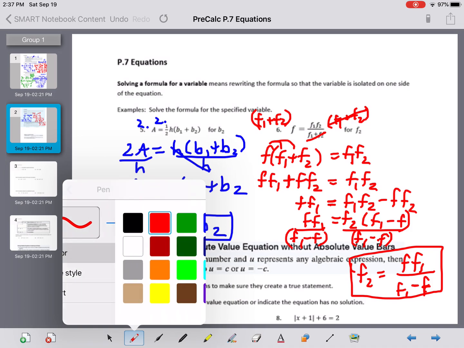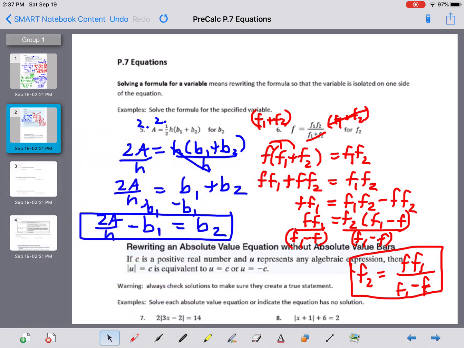All right, so we've done linear, we've done rational, we've looked at solving for a variable. Now let's look at an absolute value equation, okay?